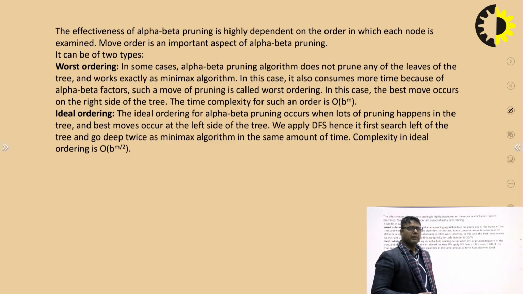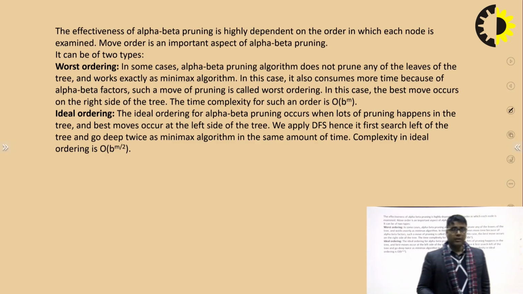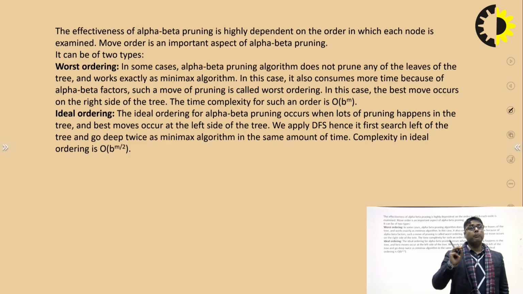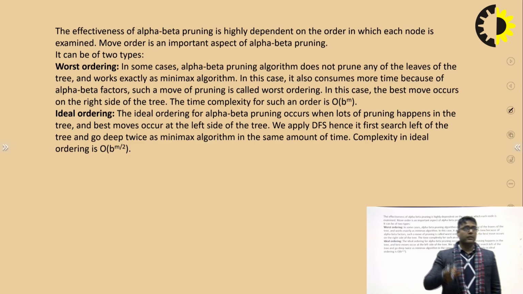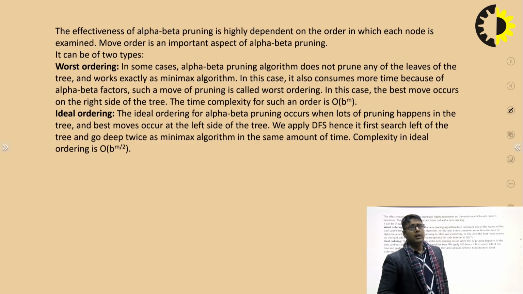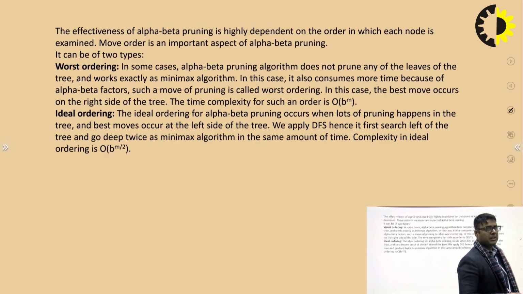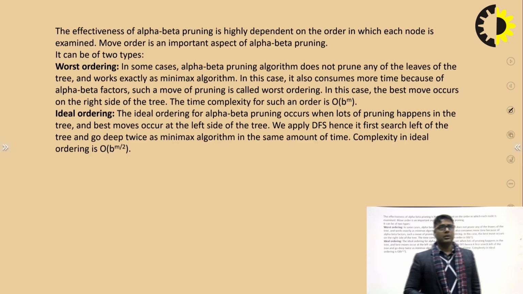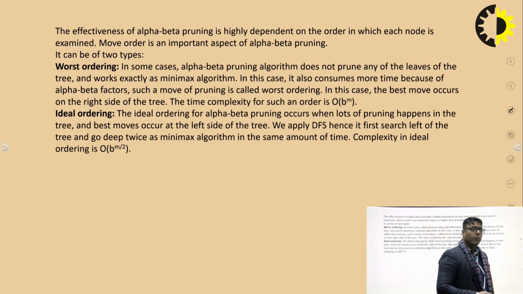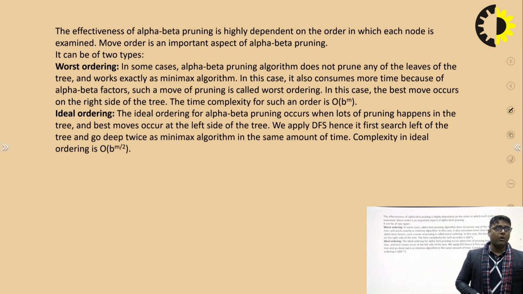In some cases, the alpha beta pruning algorithm does not prune any of the leaf nodes of the tree. If that condition arises in a tree, no nodes are pruned, and it works exactly as a min max algorithm. In this case it also consumes more time because of the alpha beta factors. Such a move order is called worst ordering. That means it is basically worst ordering performance.